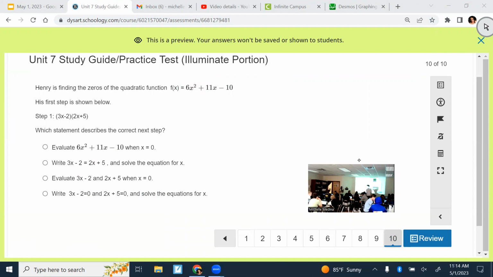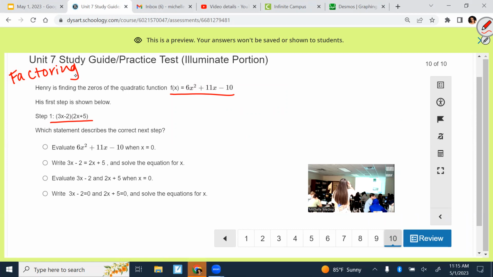So number 10 on the study guide, we're finding the zeros. Well, Henry is finding the zeros, and his first step is shown below. Based on his first step, how do you think he's solving it? So more than one person I need to hear. If he went from this to that, what method do you think he's using to solve it? Factoring. Boiling is when you go from this to standard form. Okay, so if you're going from standard the other way around to factored form, you're factoring.